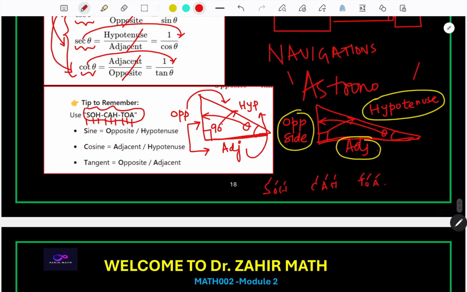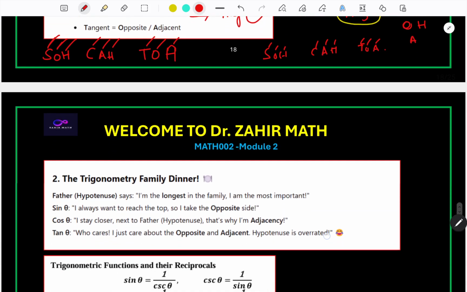So again I'll write SOH-CAH-TOA. Sine opposite hypotenuse, cosine adjacent hypotenuse, tan opposite adjacent. So please remember opposite as O, hypotenuse as H, adjacent as A. So you can remember this way also, right?